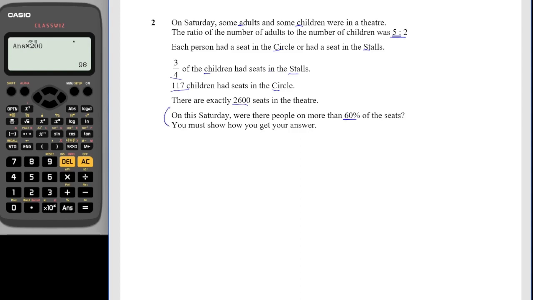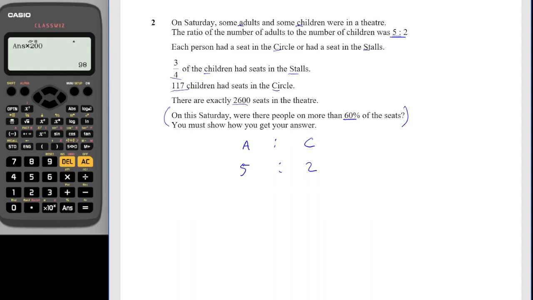So I'm going to leave that for later. Right, so I'm going to set this up. So I'm going to set it as adults to children is 5 to 2, and I'm deliberately spacing this out a little bit.